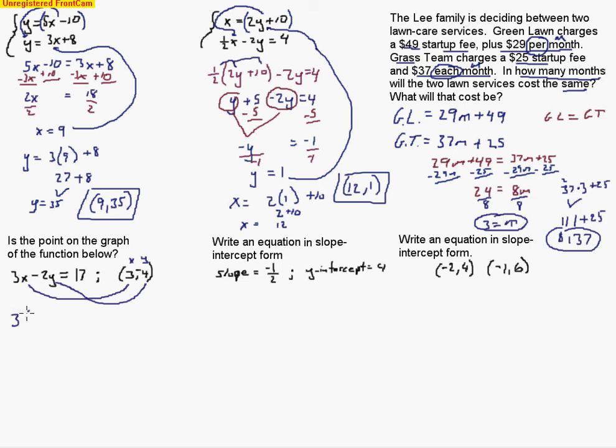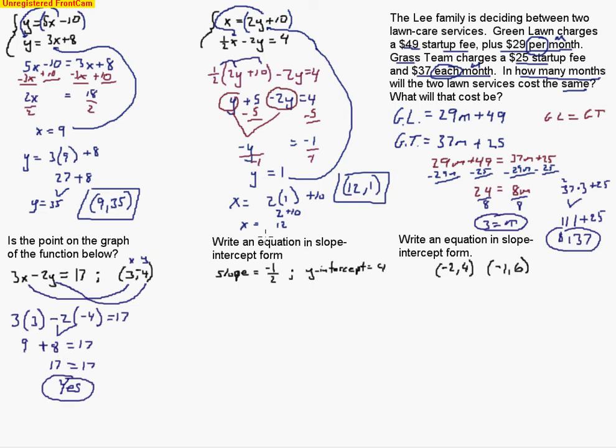So we have 3 times 3 minus 2 times negative 4. See if it equals 17 or not. Well, these two numbers multiply to make 9. These two multiply to make a positive 8, because of the signs: the same sign, so it becomes positive. Well, just so happens 9 and 8 do add to make 17. So when the two numbers agree, you say yes, the point is on the line.